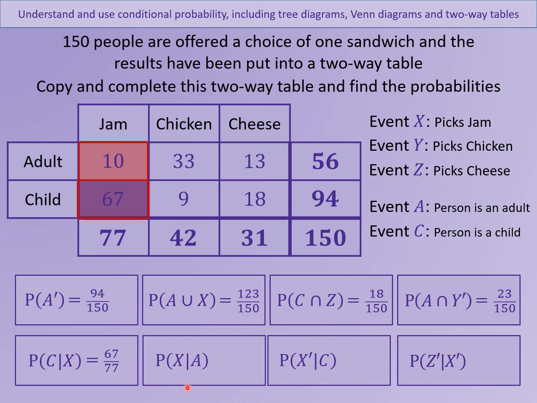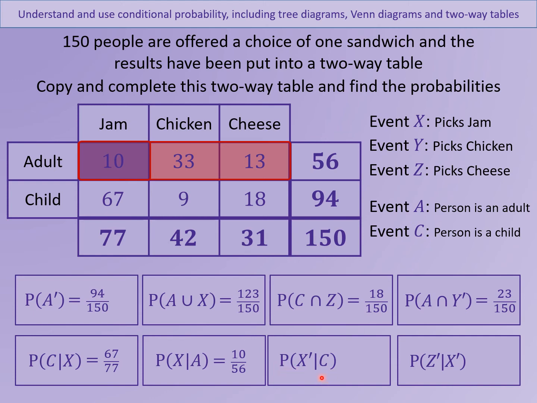It's actually easier. What's the probability of picking a jam sandwich given that I've got an adult? So that's only looking at the adults. The adult comes up to you, so you can ignore the children now. I'm looking at the adults, and I want to work out the probability that adult wants a jam sandwich. Now, there's only 10 adults out of 56 adults in total that want a jam sandwich. So there's 10 adults out of 56, and that's what you can put down. 10 out of 56.